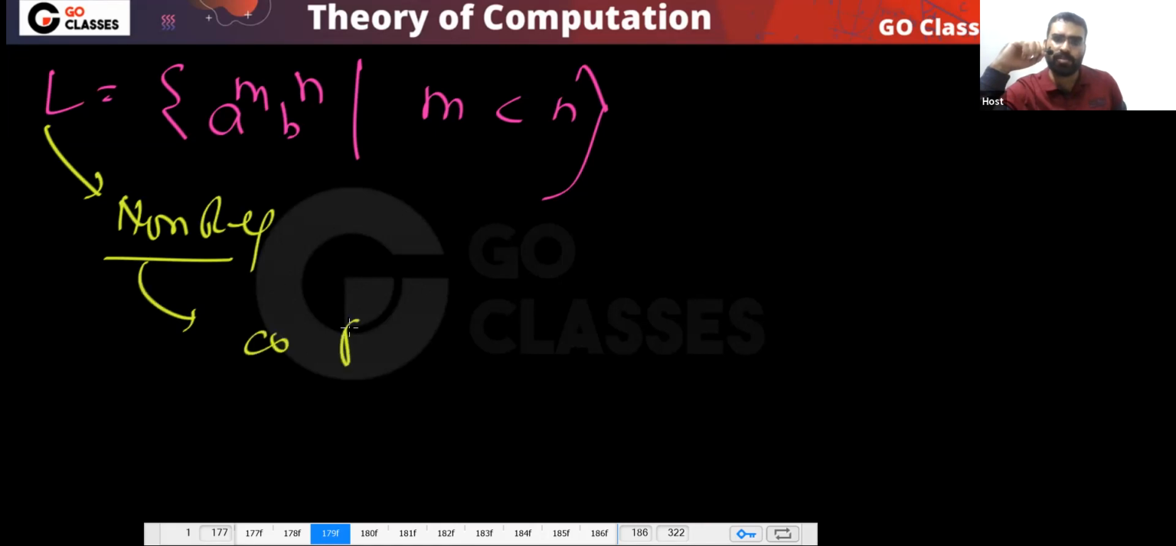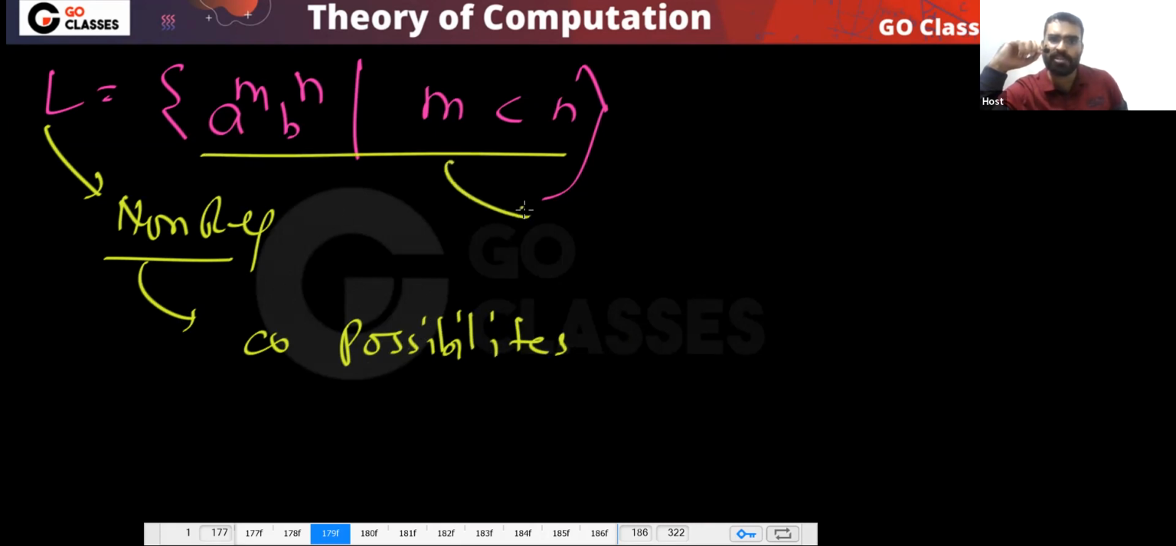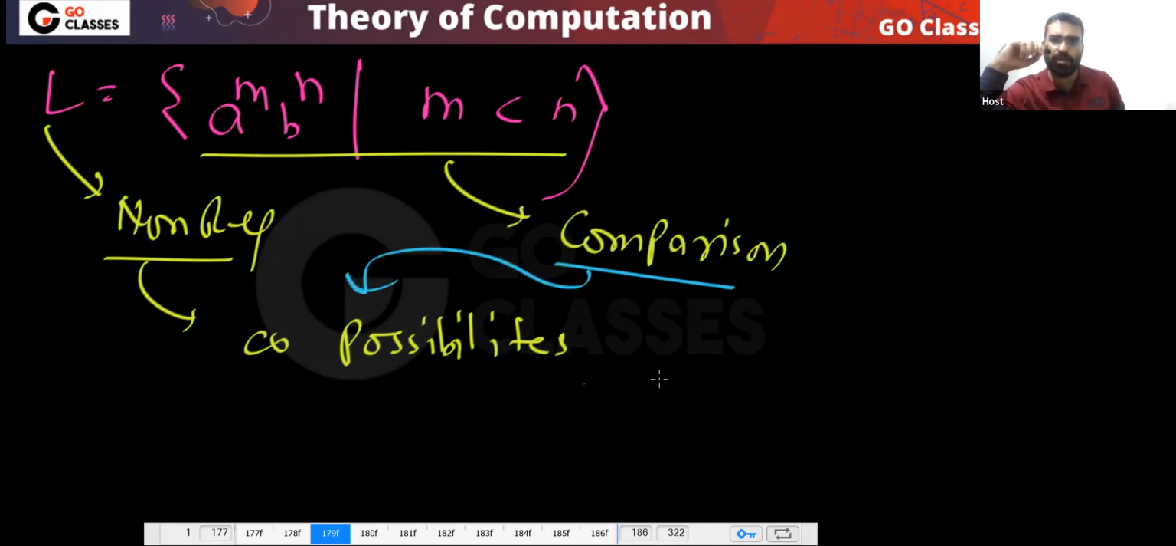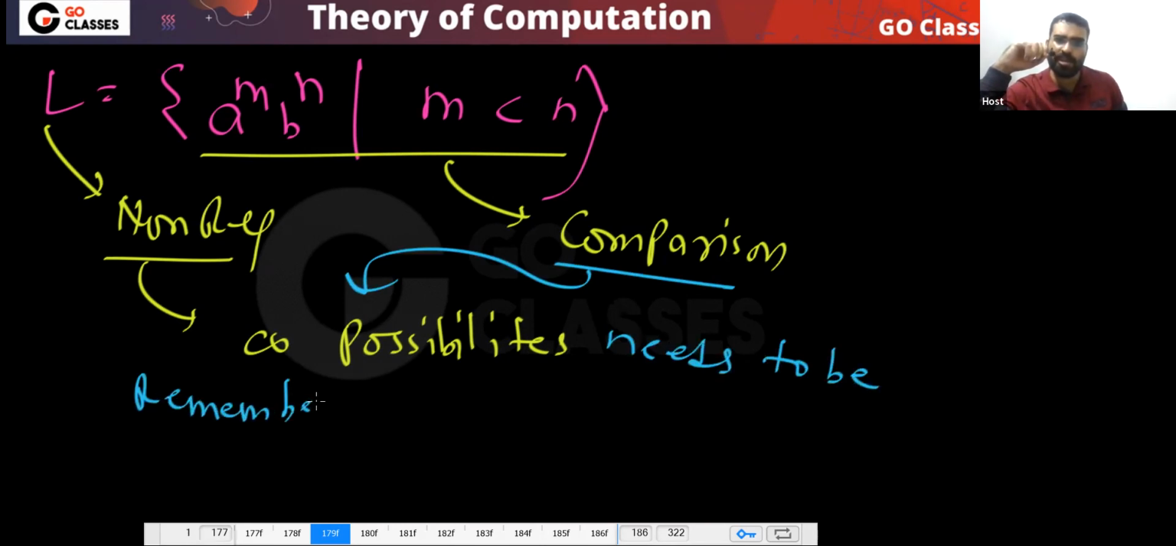What are the infinite possibilities that we need to remember? Of course, there is a comparison, but comparison is fine. Which infinite possibilities do you need to remember?